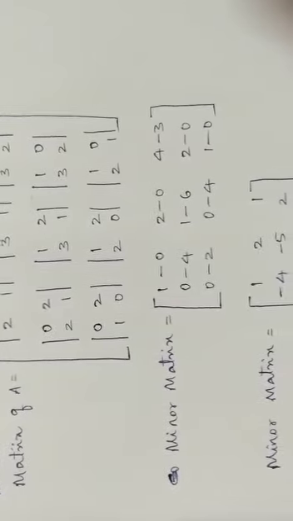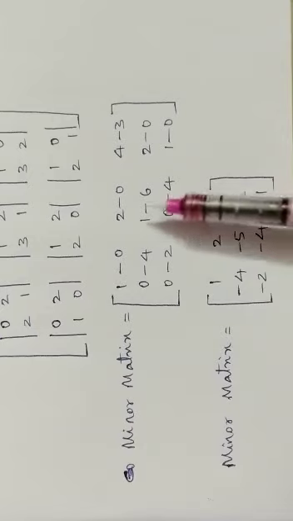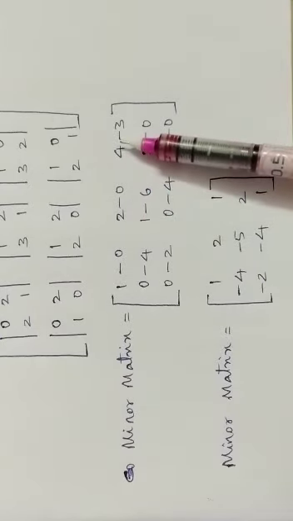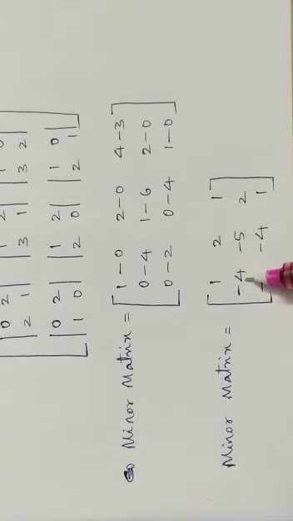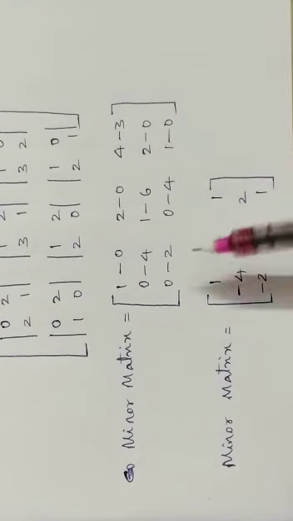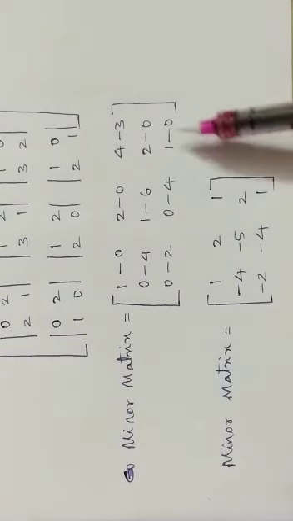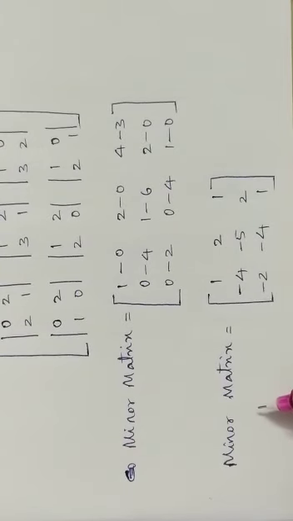Now, subtraction. 1, 2, 4 minus 3 is 1, 0 minus 4 is minus 4, 1 minus 6 is minus 5, 2 minus 0 is 2, 0 minus 2 is minus 2, 0 minus 4 is minus 4, 1 minus 0 is 1. So this is the minor matrix.